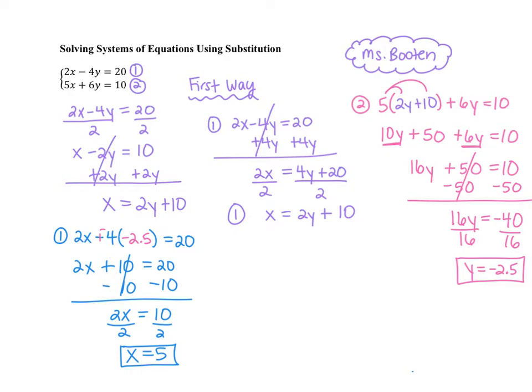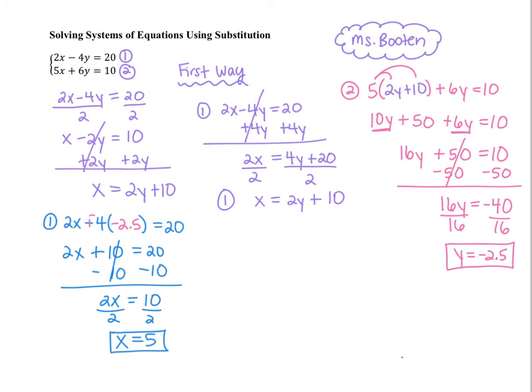Okay, so we've solved for both the variables, and the last step is to check your answer. We have to be careful here. Since I solved for the second variable x into equation number 1, I already know the pair 5, negative 2.5 works in this first equation. I have to make sure it works in the other equation, which is equation number 2. So you must check your answer in the other equation.